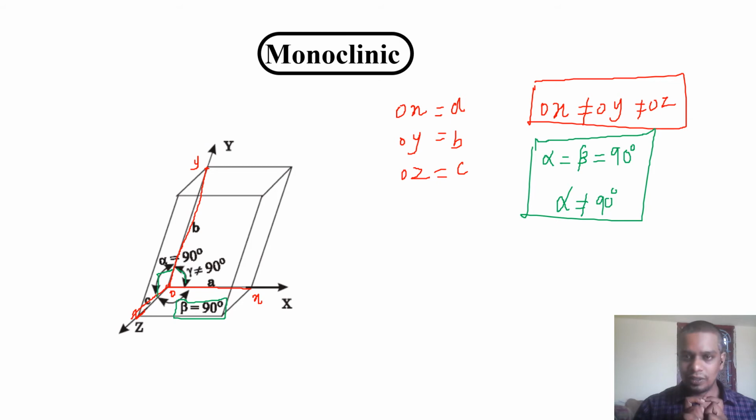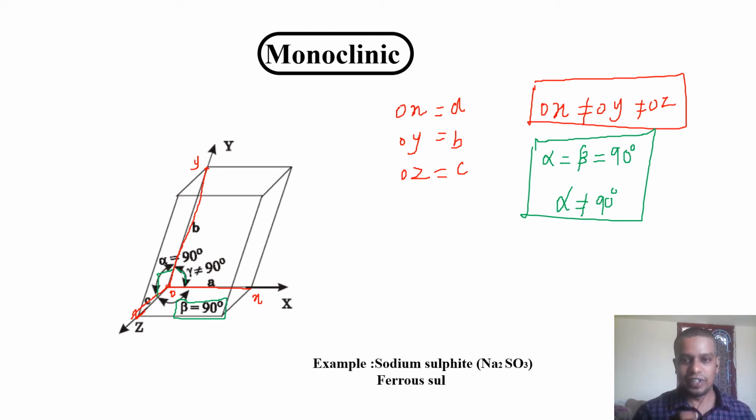Three lengths are not equal, two angles are equal to 90 degrees, and one angle is not equal to 90 degrees. That's why we call it monoclinic: mono means one, a single angle, that is, one of the interfacial angles is not equal to 90 degrees. So this is the monoclinic crystal system. Examples for the monoclinic crystal system are sodium sulfide and ferrous sulfate; these two are good examples of the monoclinic system.